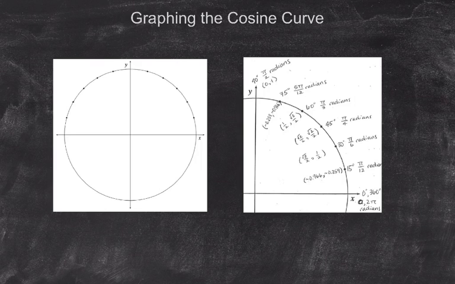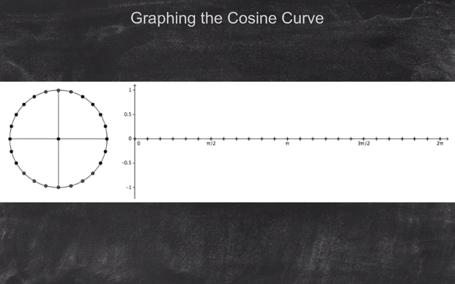Remember that we use the first quadrant, the top right, as all of our reference angles, because both sine and cosine are positive in the first quadrant. As we go around to quadrants 2, 3, and 4, sine or cosine might become negative, depending on whether they're below the x-axis for sine or to the left of the y-axis for cosine.